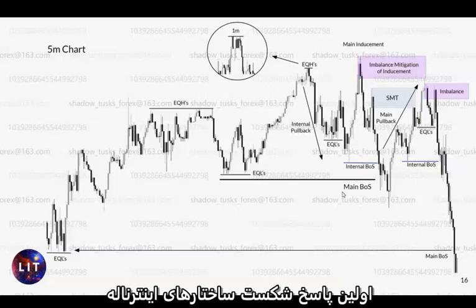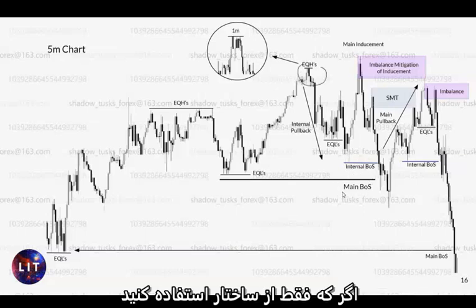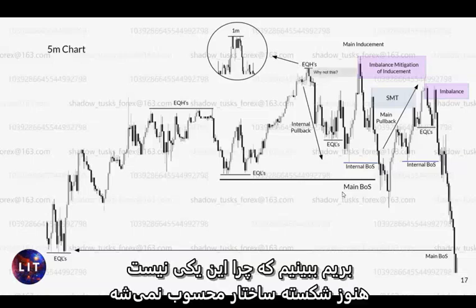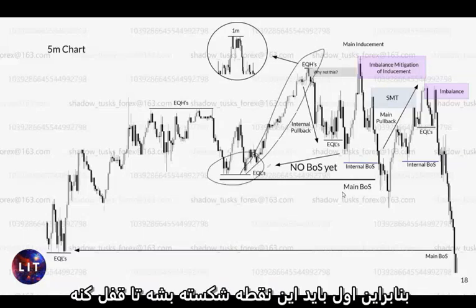First obvious answer is internal break of structure. Why is this not a point of interest then? If you just use the structure, let's see, why not this one? No break of structure yet. This is the point, obviously, that created this overall push. So this point needs to be broken first in order to lock in this area.